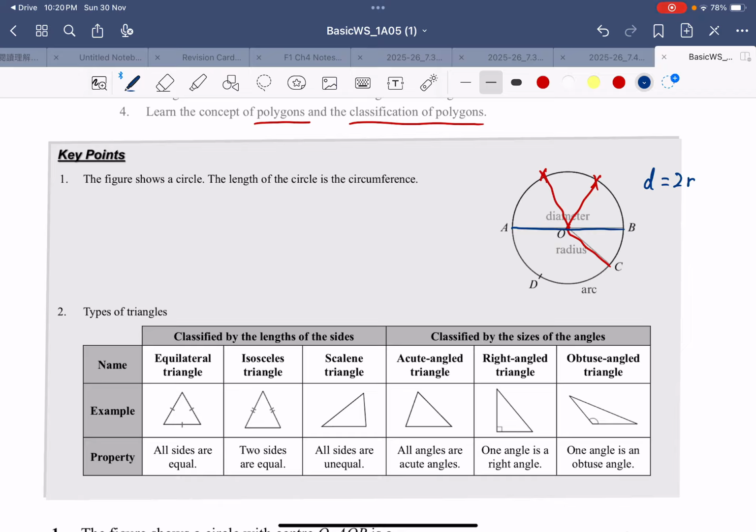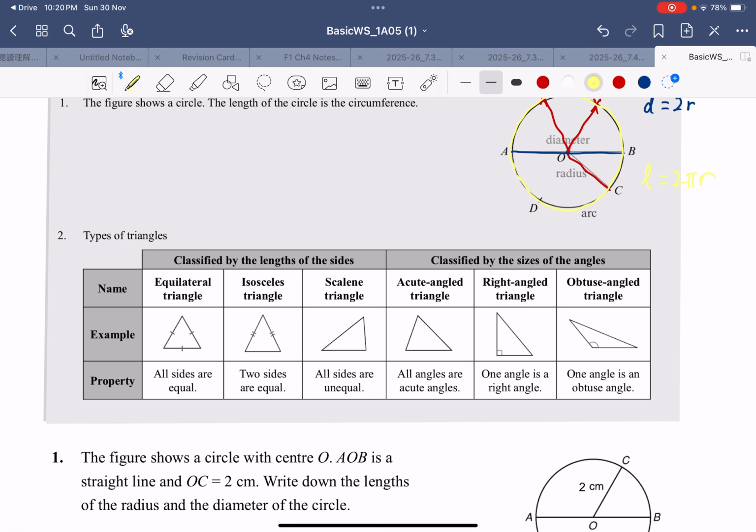And the circumference here, what is the circumference? This is the circumference. The length of the whole circle is the circumference. Of course, we have learned it. The length L will be 2 pi R. Okay, anyway.